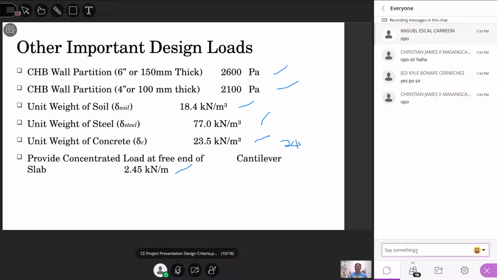With cantilevers, we usually add a concentrated load because sometimes we use it for balusters and railings. So we can include that concentrated load at the free end. For any cantilever structure, even without a load or any structure provided in the architectural plan, you need to provide at least 2.45 kN per meter at the free end. Did you understand, class? Any question?